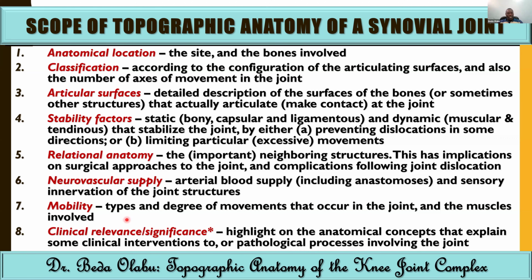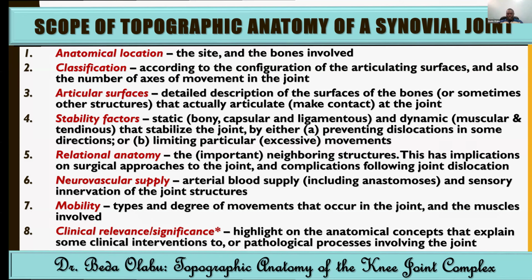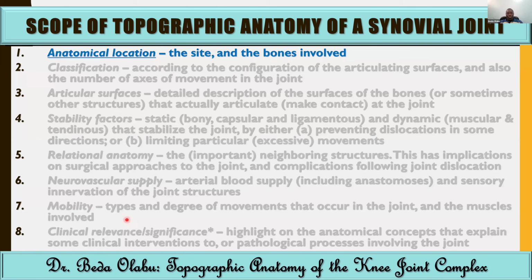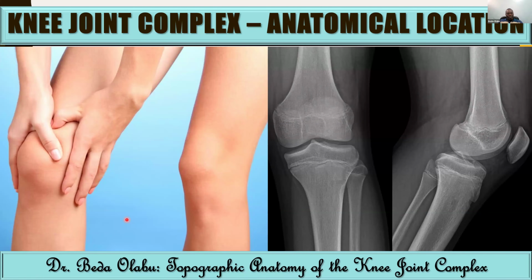So with that introduction and with that outline, we can now start with our first agenda, the anatomical location of the knee joint. This is straightforward. We all know where our knee is, between the thigh and the leg. So basically, that's the knee joint. And in this radiograph, we also appreciate the bones that participate in the articulation that we're calling the knee joint. So distal femur, proximal tibia, and the patella.